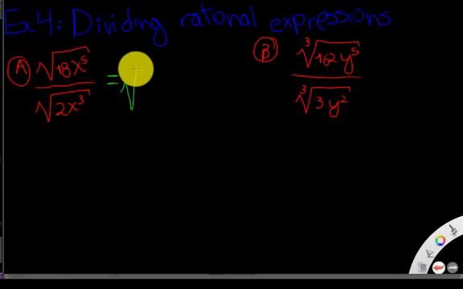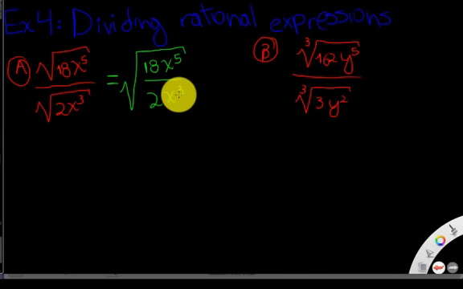We're going to combine this division of roots inside of one root. So instead of having two separate ones, we're going to bring this division inside, and we're going to have 18 x to the fifth divided by 2x cubed.